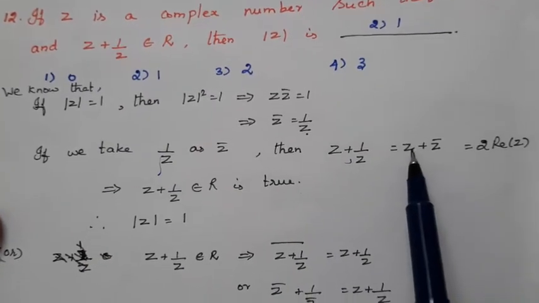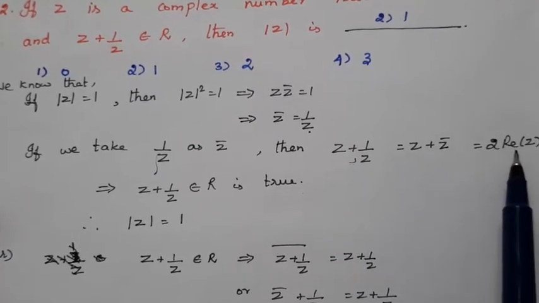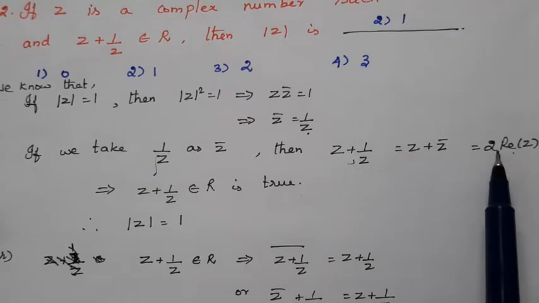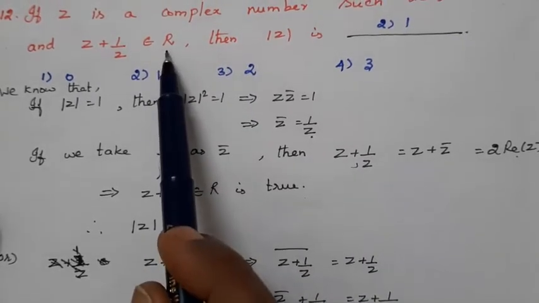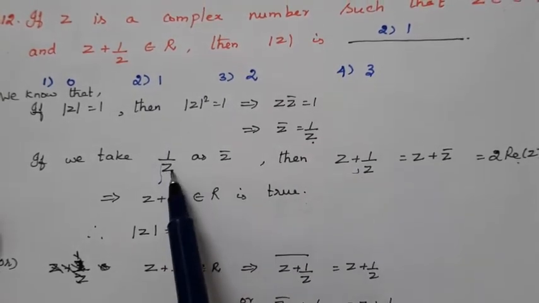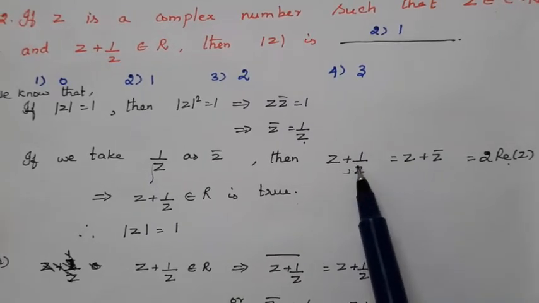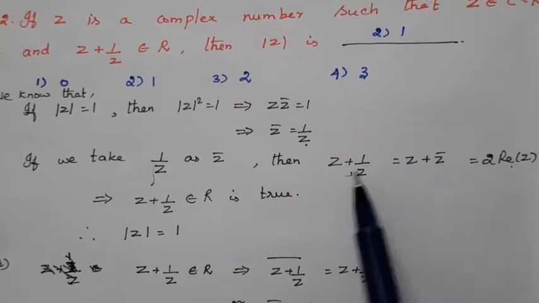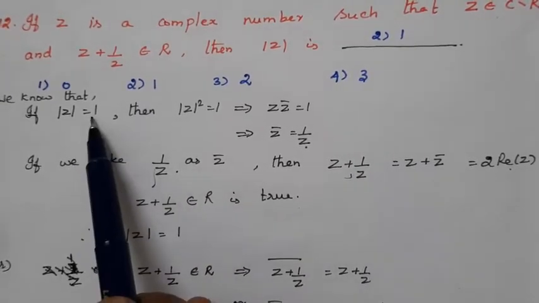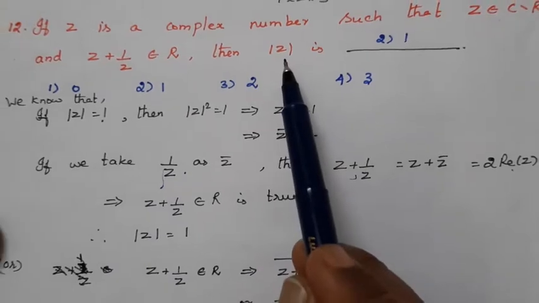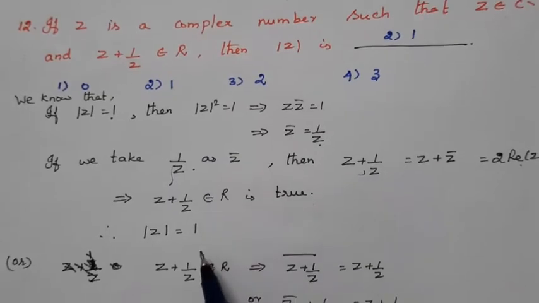You know that by adding a complex number and its conjugate, it will be equal to 2 times the real part. So z plus z bar will be 2 times the real part of z. Already given that z plus 1 by z belongs to R. So even by replacing 1 by z as z bar, the condition will not get changed. There is no change in the given condition. That means we can apply 1 by z as z bar. When this is possible, modulus of z is equal to 1. So what would be the modulus of z? It will be equal to 1. So that is option number 2. So this is a logical proof.